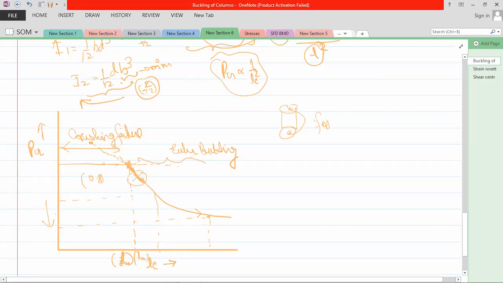So my critical load is this, but you can see that the body can fail at this point only. So our concept is wrong. Suppose your length is 1 meter and I took it as 1.2 meter, and I applied the concept of crushing failure. You are expecting that the body would fail at this point, but the body fails even at a lesser load. So our concept is wrong.